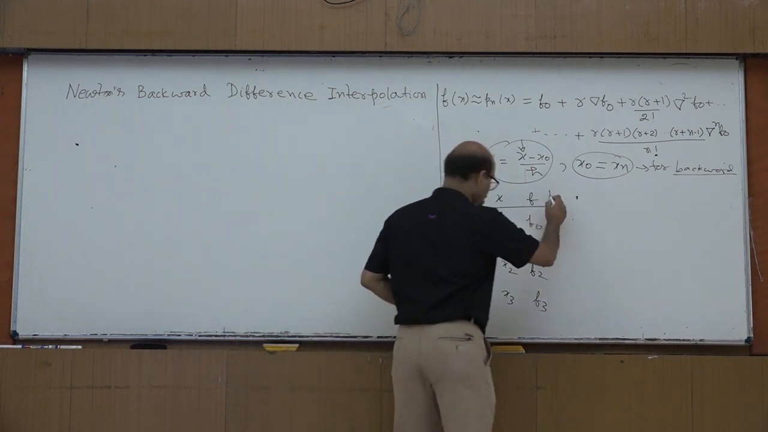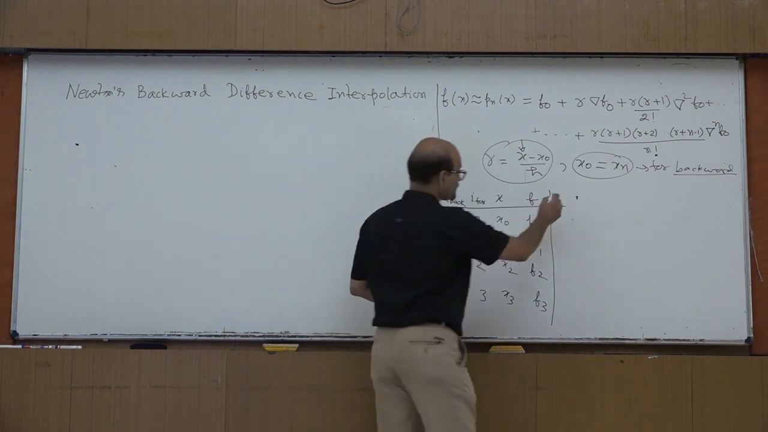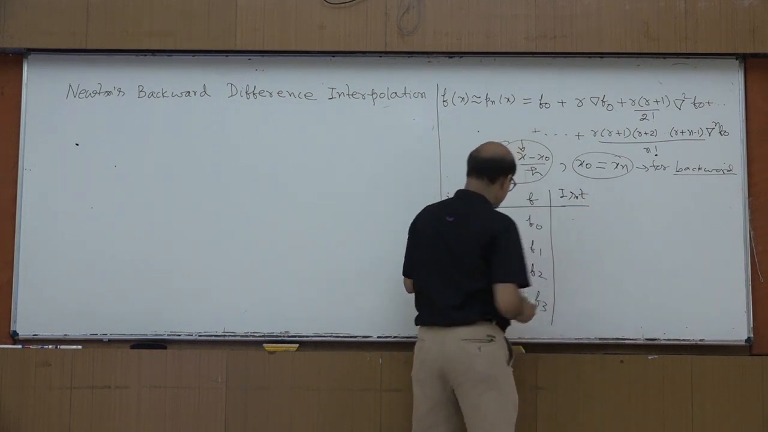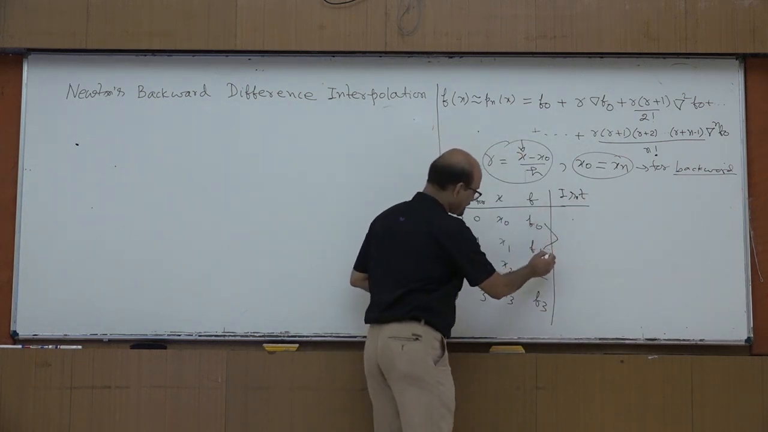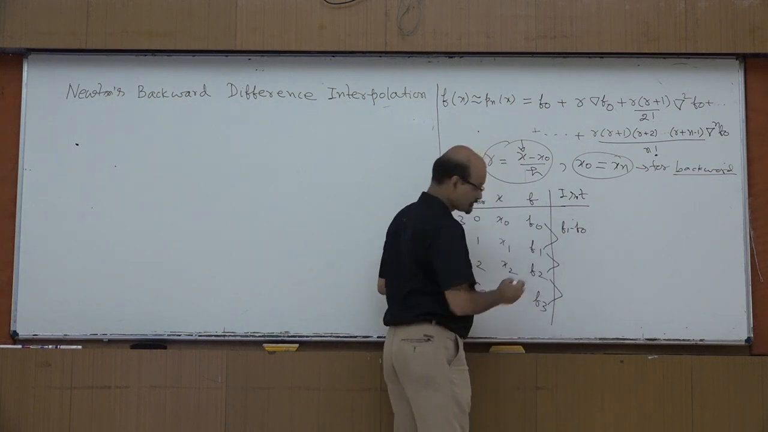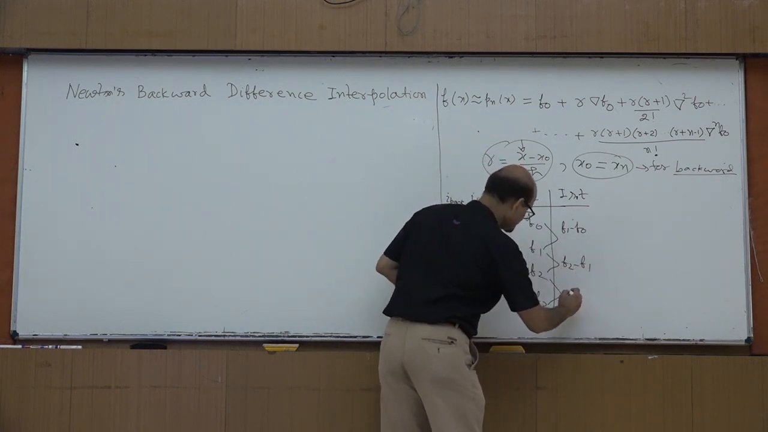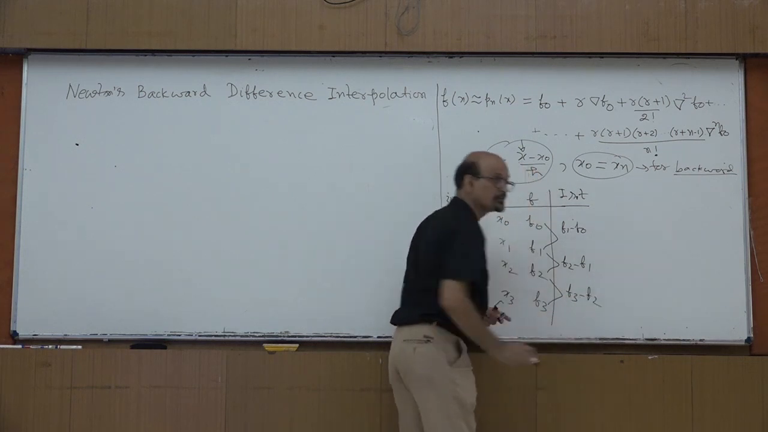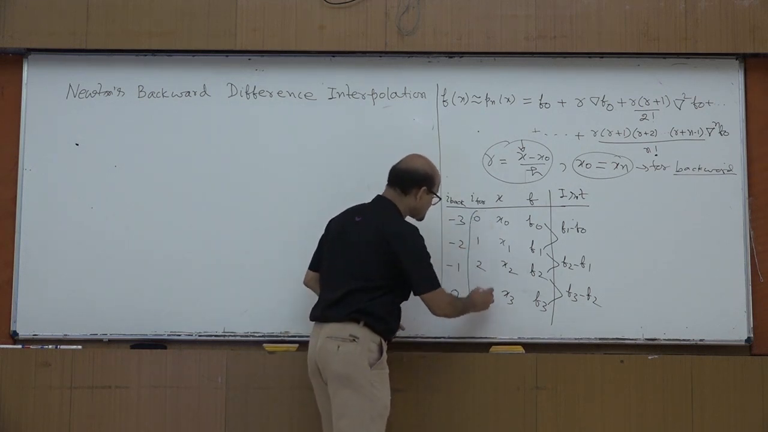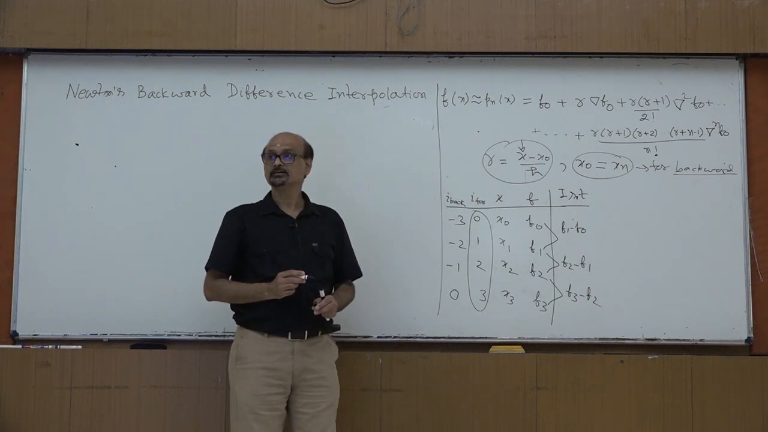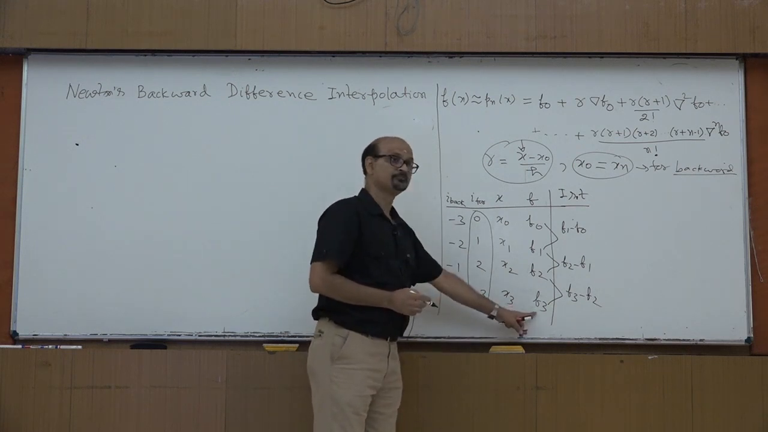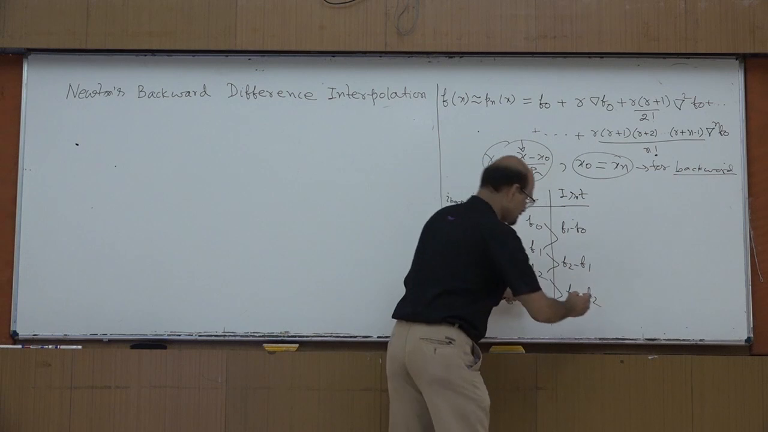Fine. Now, I need to find the first forward or backward. So, first, if you write this in terms of forward, what you will do? This is your f1 minus f0, this is your f2 minus f1, this is your f3 minus f2. This is forward. Okay? Now, if I want to write backward, forward means I am taking this notation. Okay? Let us now write for backward. So, backward is what? This is actually f0, f0 minus f minus 1. Okay?